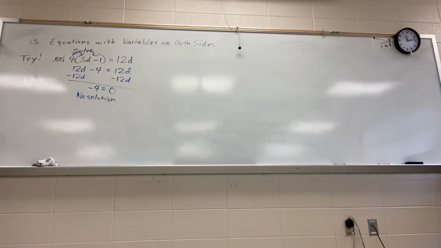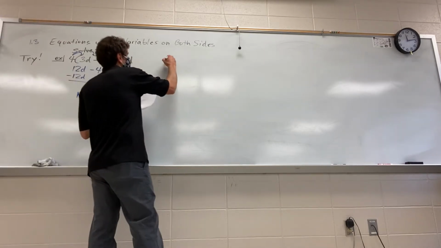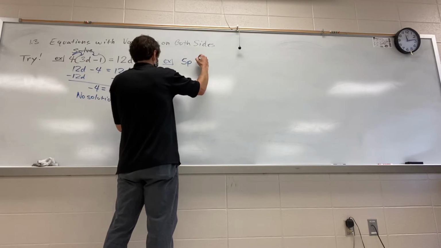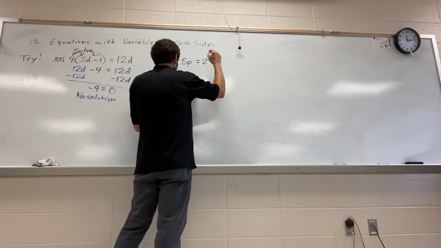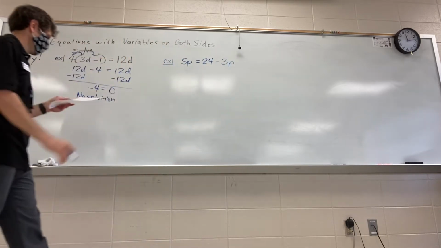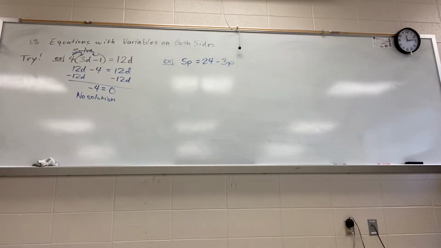That's nice. All right, the instructions are still solve. 5p equals 24 minus 3p. Suggestions? Yes. Yep. Any ideas? Are we doing this one together? Yeah, we're going to do it together. Just anybody got an idea?